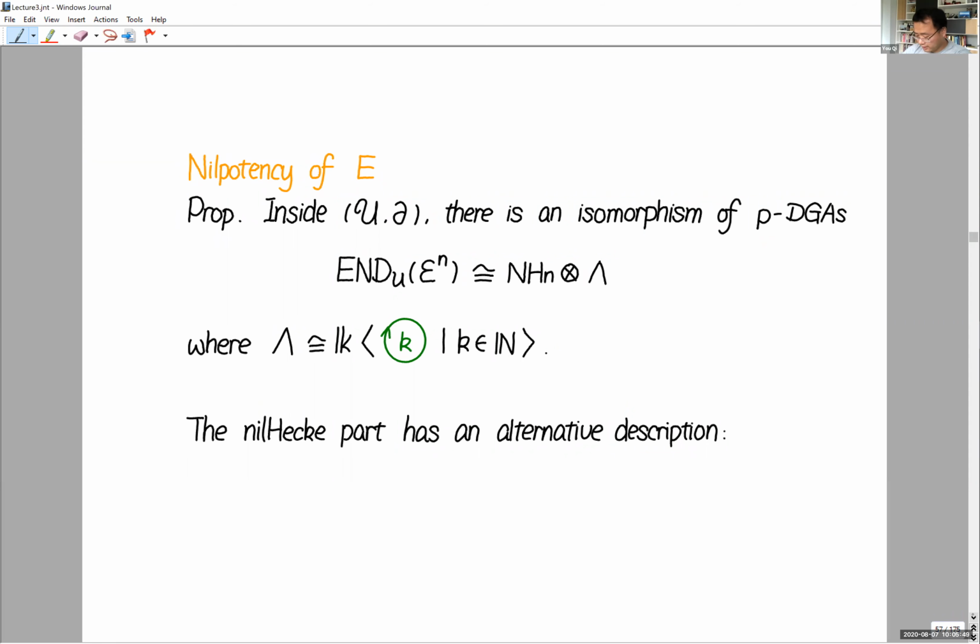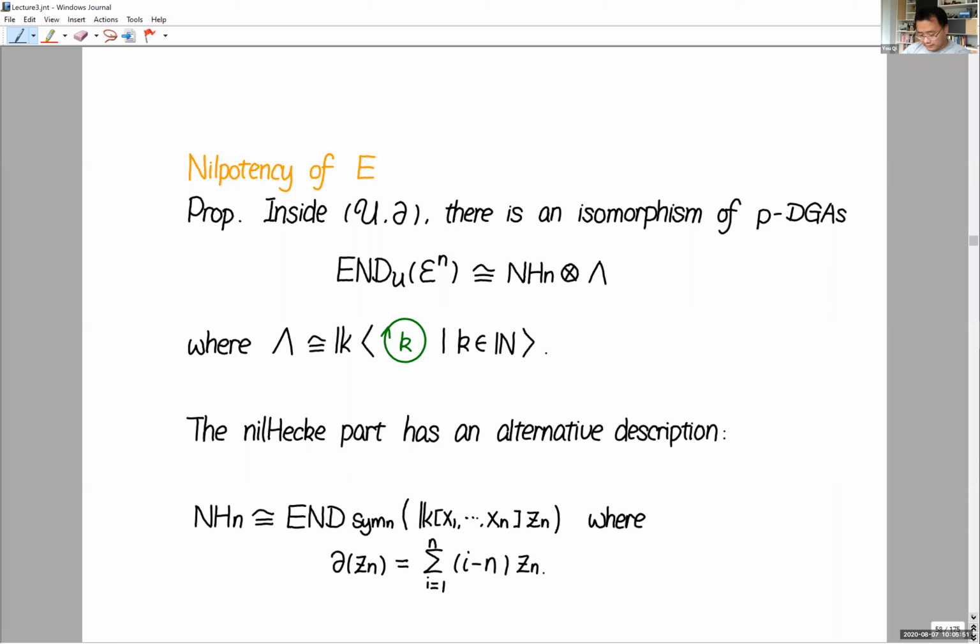The Nil-Hecke part has an alternative description. It occurs as the endomorphism algebra of the usual polynomial functions in n variables considered as a symmetric function module. If you start with the n variable polynomials, it's naturally a left module over itself. But now you restrict the left multiplication to the symmetric functions, a subring of the natural polynomial ring.